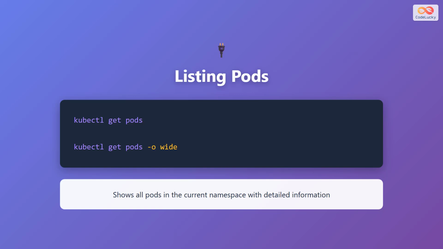Pods are the smallest deployable units in Kubernetes, representing one or more containers running together. To list all pods in your current namespace, use kubectl get pods. For more detailed information, including the node where each pod is running and internal IP addresses, add the -o wide flag. This expanded view provides valuable insights when troubleshooting or monitoring pod placement across your cluster.